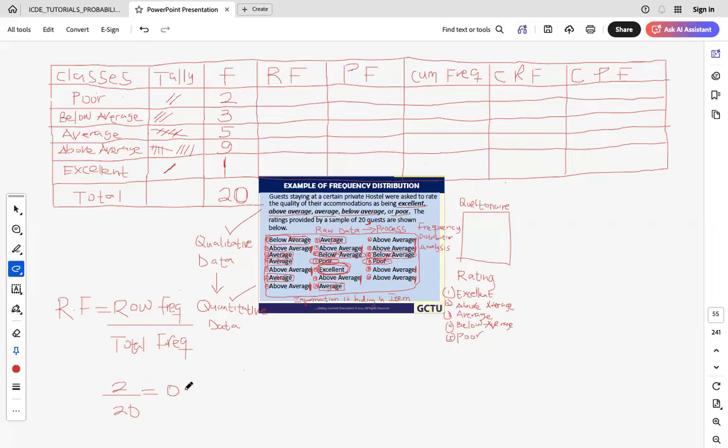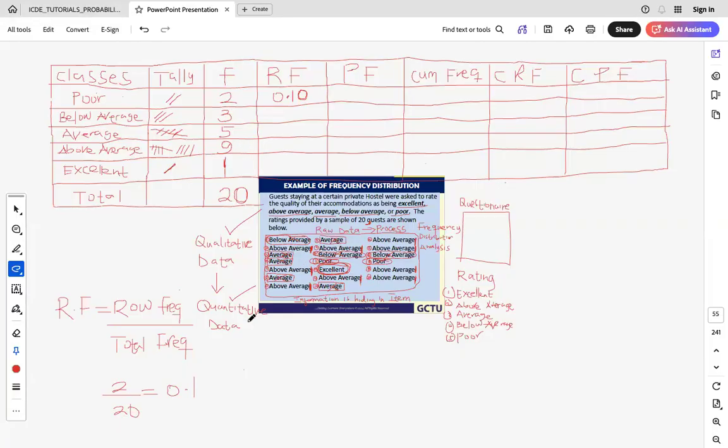2 divided by 20, when you do this on your calculator, you end up with 0.1. So we record our first RF at 0.10. You can leave your answer in 2 decimal places. 0.10.